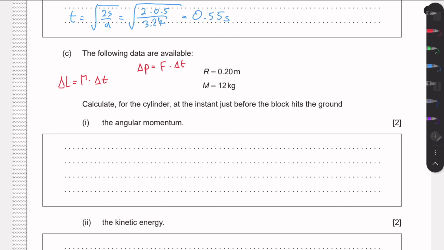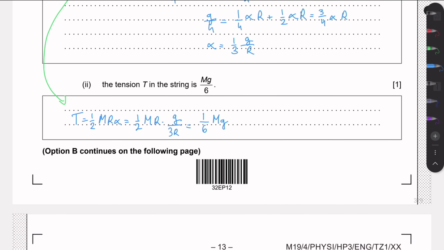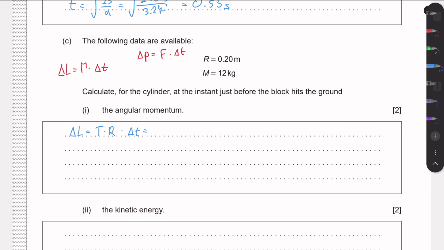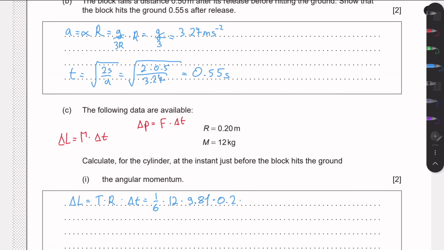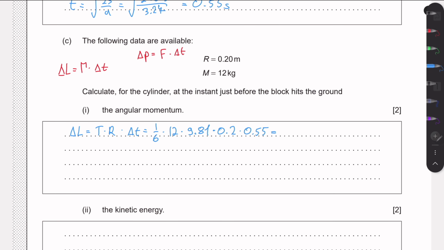It's just that instead of force we have torque, and instead of momentum we have angular momentum. And well, we know how to calculate the torque, as that is just the tension times the radius and then times delta t. So the tension here is going to be 1 over 6 m times g, as that's what we had to show in part 2. So 1 over 6 m times g, like this. The radius is 0.2, and then delta t was 0.55 seconds. And then if we multiply these, we get 2.2 joule seconds.